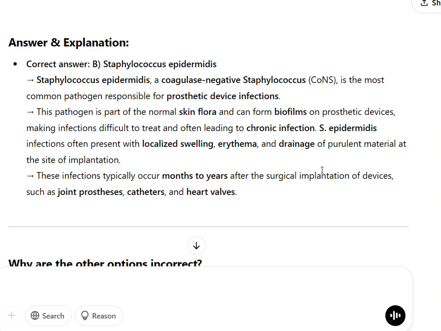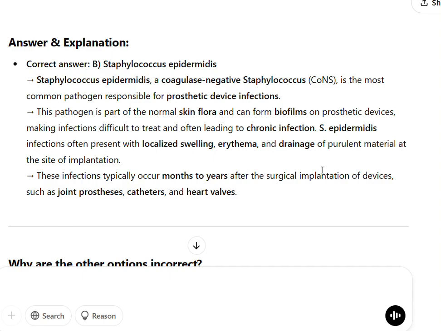Staphylococcus epidermidis, a coagulase-negative staphylococcus, CoNS, is the most common pathogen responsible for prosthetic device infections. This pathogen is part of the normal skin flora and can form biofilms on prosthetic devices, making infections difficult to treat and often leading to chronic infection.